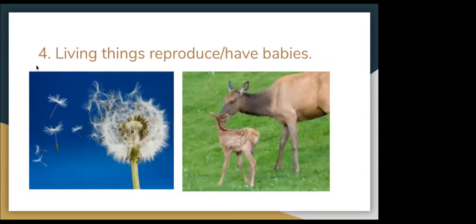Number 4, all living things reproduce or have babies. For plants, it's seeds, either by the wind or water or fruit or vegetable. They all have seeds or a way of reproducing. And animals have babies. This is a mama elk with her baby fawn. And humans have babies. Some animals reproduce by laying eggs, but they all reproduce.